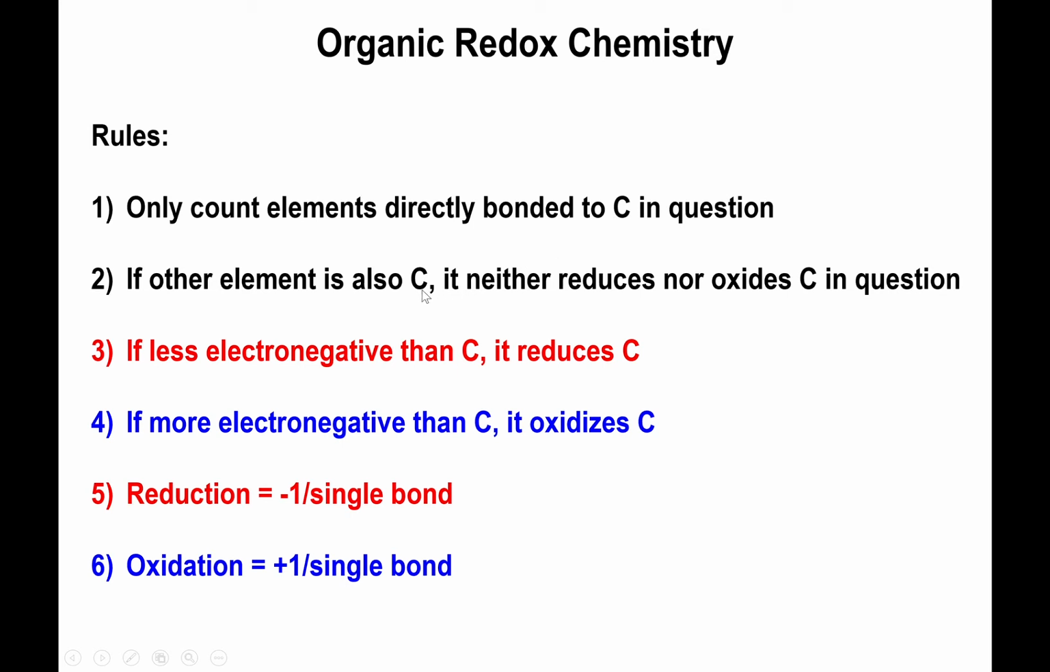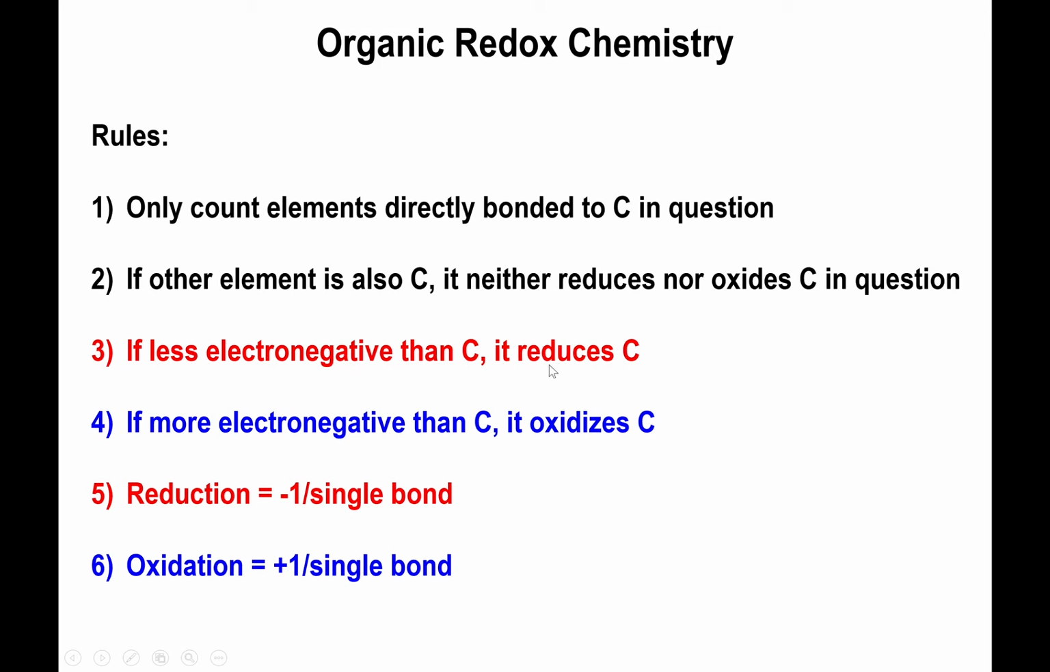And if carbon is bound to another carbon, then there is no actual redox event for that particular bond because they have the same electronegativity, right? So you will neither reduce nor oxidize another carbon with a second carbon. But if what's bound to the carbon is less electronegative than carbon, then it will reduce it. And the typical example is hydrogen. Hydrogen is less electronegative than carbon, so it will reduce it.